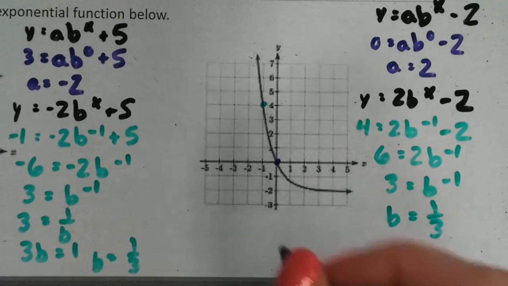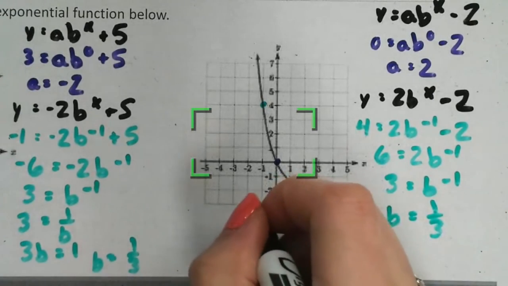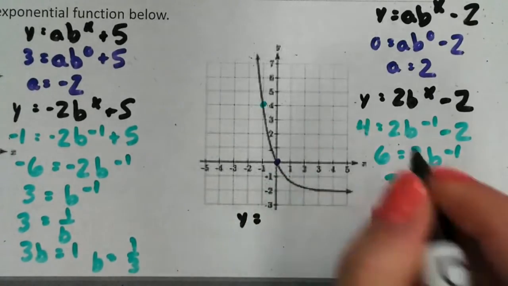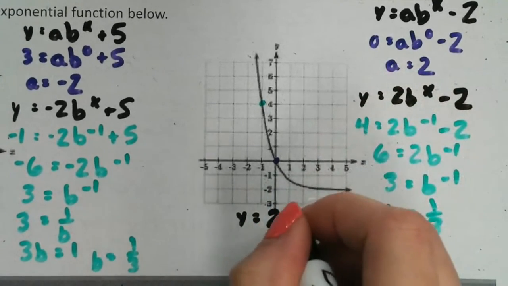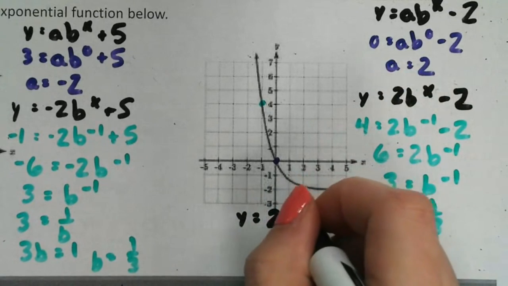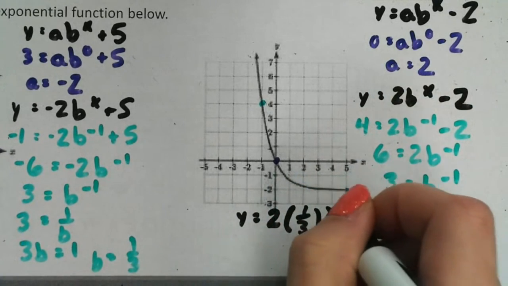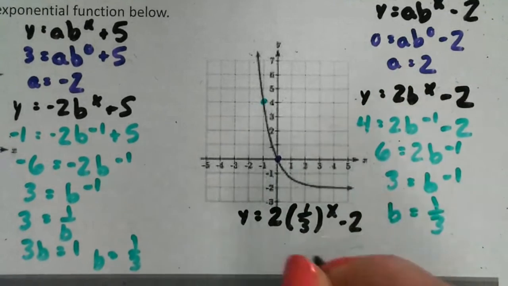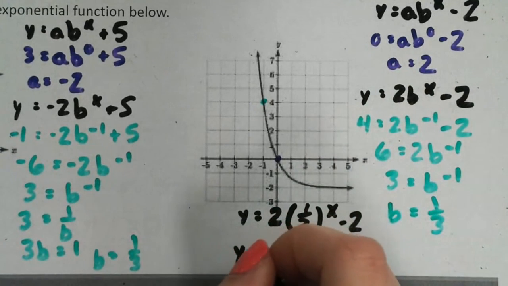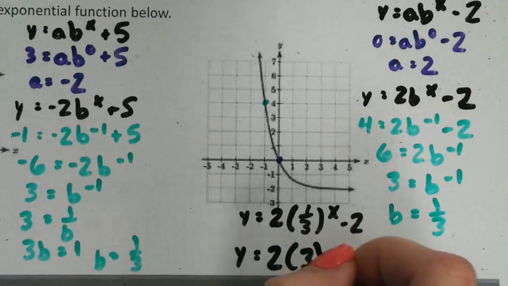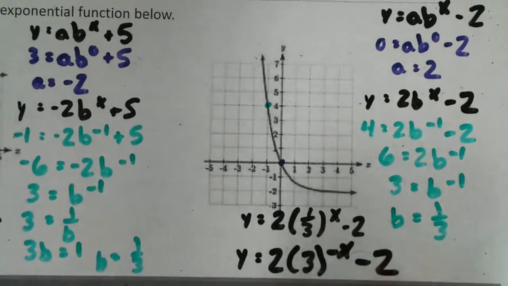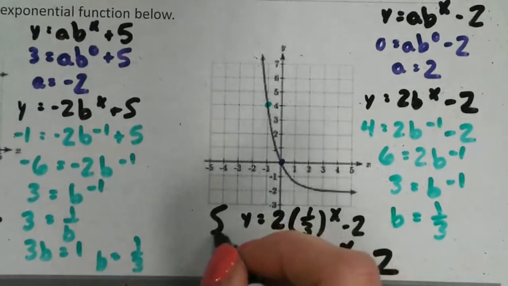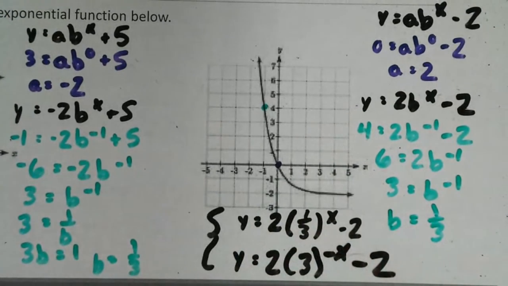So that means our equation is going to be y equals, our a value is 2, times our b value, which is 1/3, raised to the x power minus 2. Or if you prefer the negative exponent, that would be y equals 2 times 3 to the negative x minus 2. Either one, perfectly acceptable. Use which one you like better.